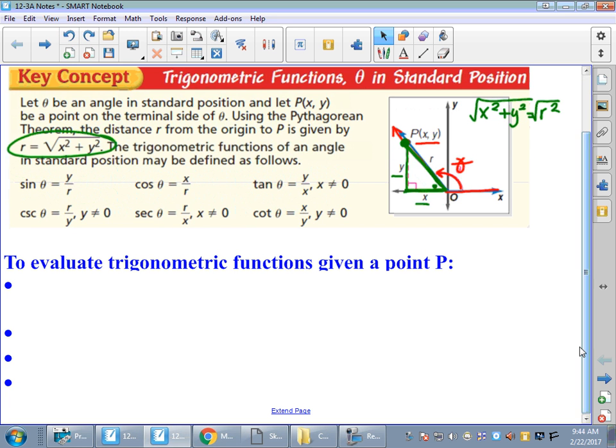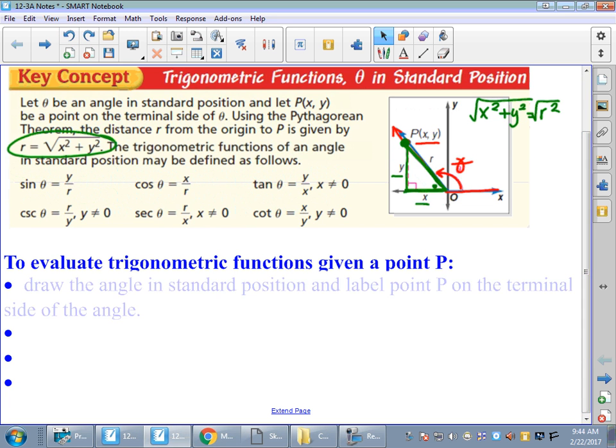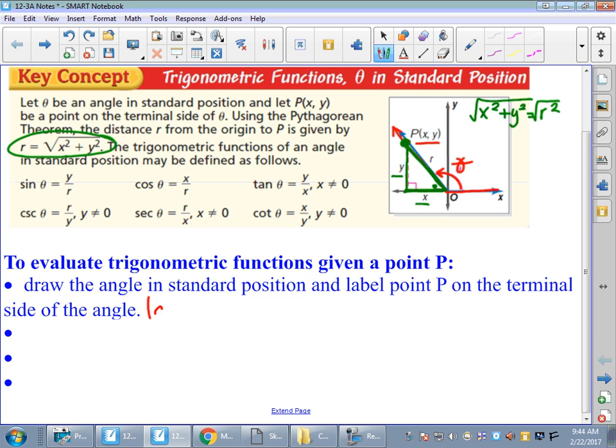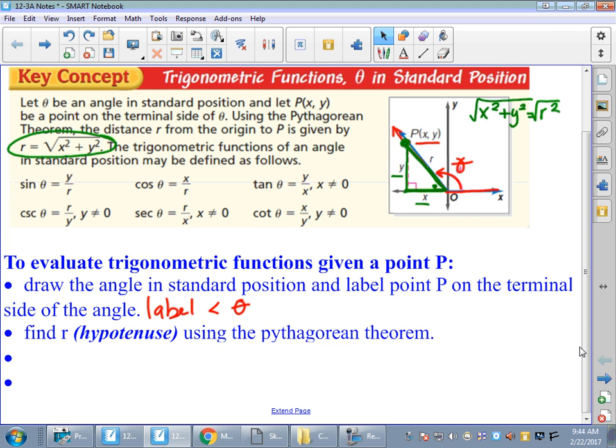All right, so here are the steps that you're going to follow when you're doing point trigonometry. You're going to draw the angle in standard position and label point P on the terminal side of the angle. You're actually going to label the angle you're finding theta. Then you're going to find r, the hypotenuse, using the Pythagorean theorem, using your x and y coordinates. You're going to find the hypotenuse. You're going to use x, y's, and r values to evaluate the trig function. You're also going to use that acute angle of the triangle.